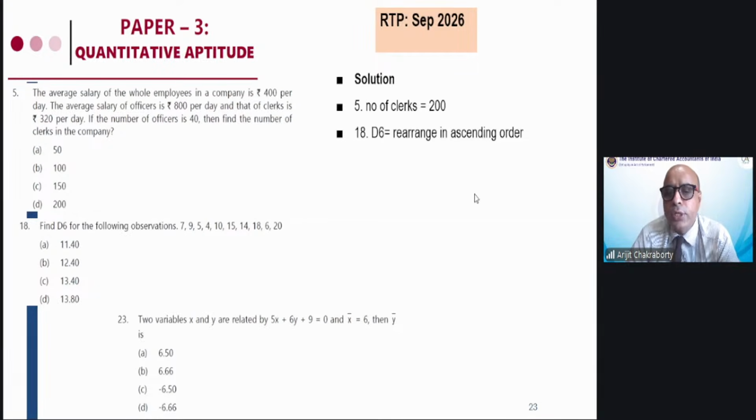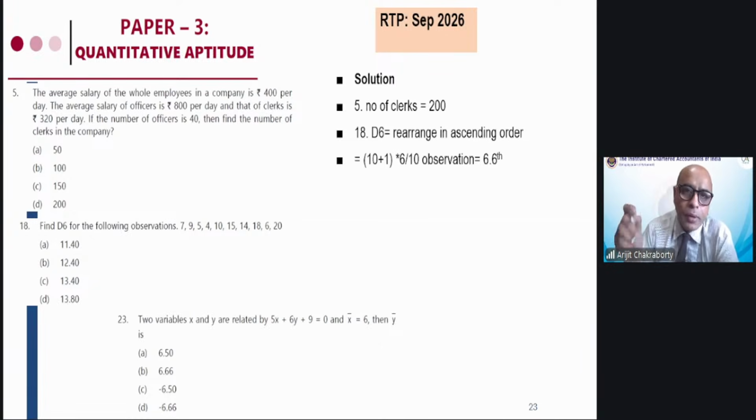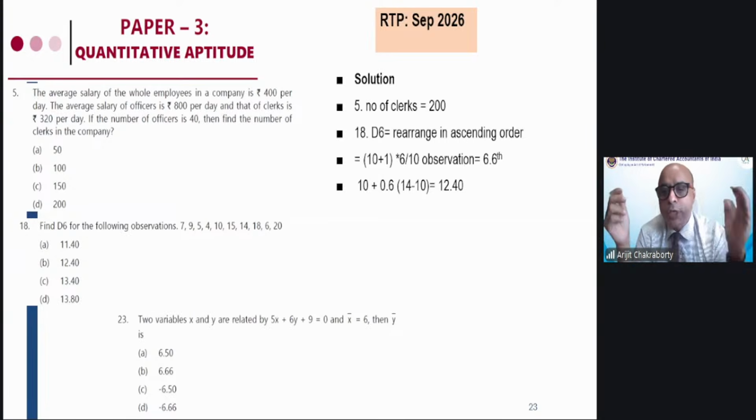Question number 18, D6. So as I was mentioning, once you arrange the data in the ascending order, you will get D6, which means it is 6 by 10 into n plus 1. Here n is 10, so it is 6 by 10 into 11. That means 6 by 10 into 11th observation. It comes to 6.6th observation. 6.6th observation means the 6th observation plus 0.6 into 7th observation minus 6th observation. Accordingly, it comes to 12.40.